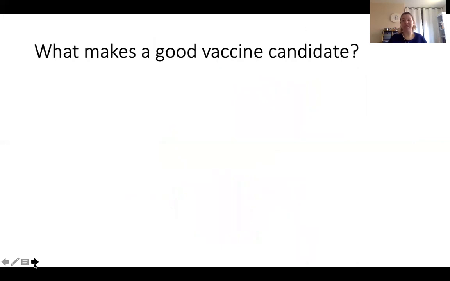So what makes a good vaccine candidate? It needs to be really highly specific for the target, for the bacteria itself. So it should be that the immune system can look at the bacteria, see the target, and go, oh, I need to make antibodies against it and stop it from replicating.